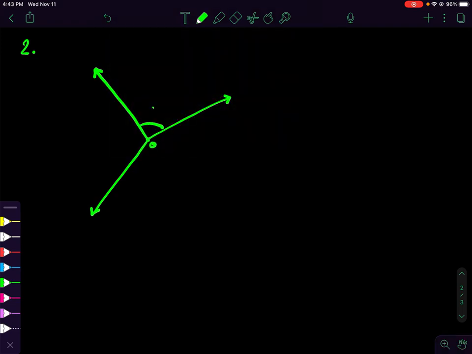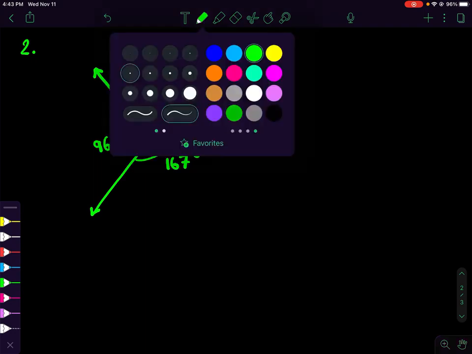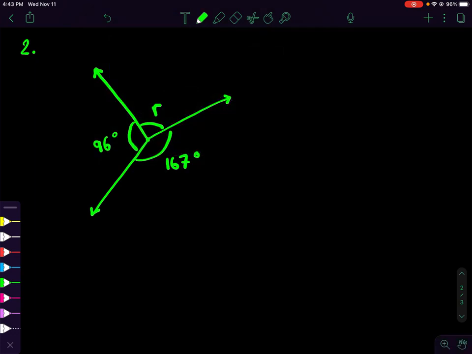This angle name is R. It's not given. This angle is 96 degrees. The other one is 167 degrees. I'm just going to erase the O so it doesn't confuse you. I'm writing down all the stuff that is given for me.